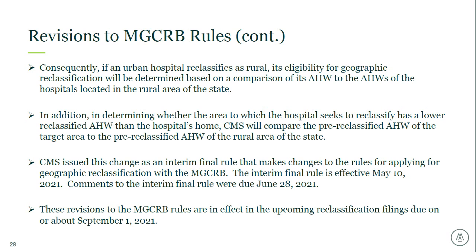CMS issued this change as an interim final rule that makes changes to the rules for applying for geographic reclassification with the MGCRB. The interim final rule is effective May 10th of this year. Comments to that interim final rule were due June 28th. And long story short, these revisions to these rules are in effect for the reclassification filings, which were due last week on September 1st.